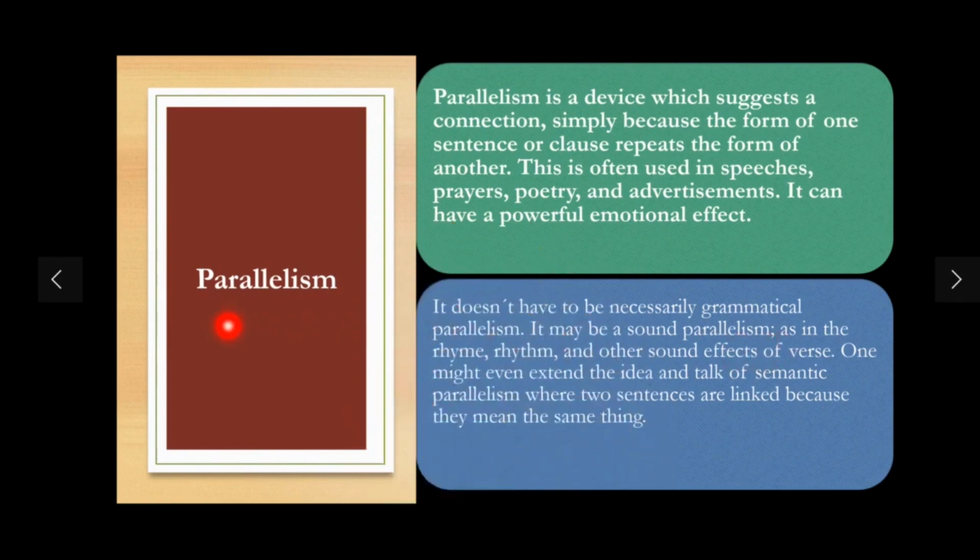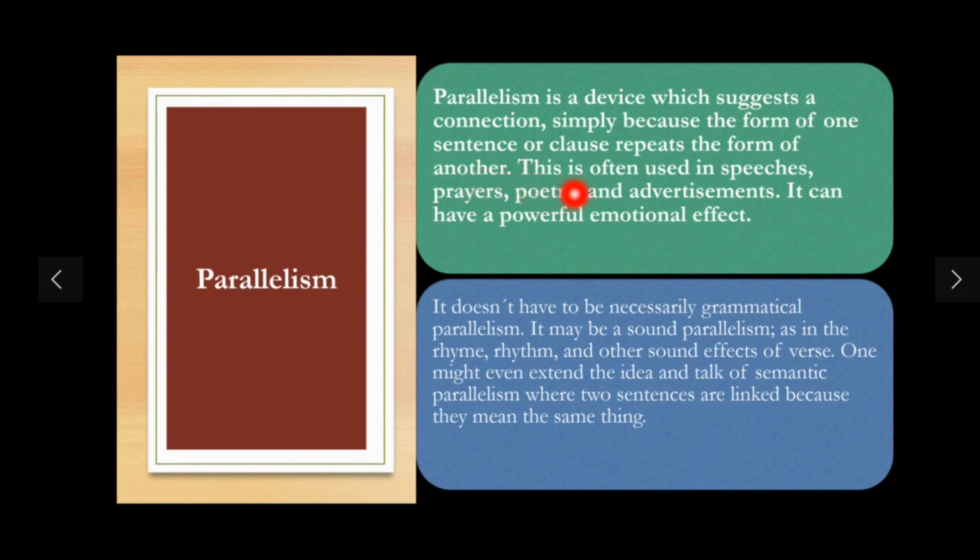Another cohesive device is known as parallelism. By parallelism, we mean the use of the same or similar structure. For example, if you are using one kind of structure in a sentence, the same structure should be repeated in another sentence too. In this way, you are linking one sentence with another, making a kind of relationship between sentences. So parallelism is a device which suggests a connection simply because the form of one sentence or clause repeats the form of another. Through this we can have connection between sentences, and this will make your discourse meaningful.